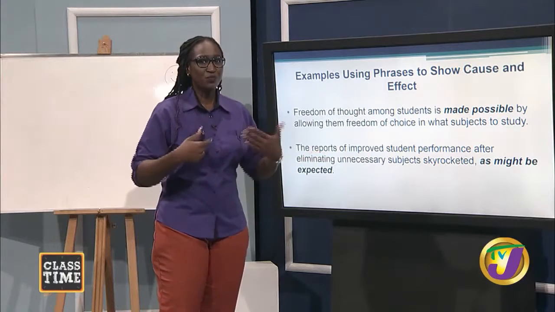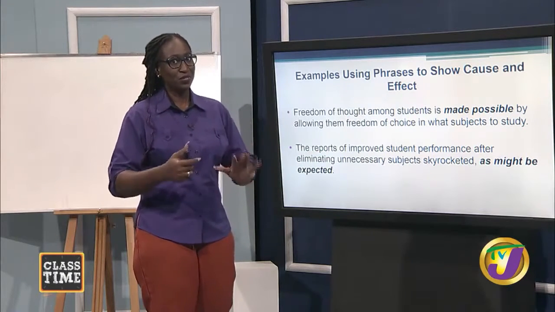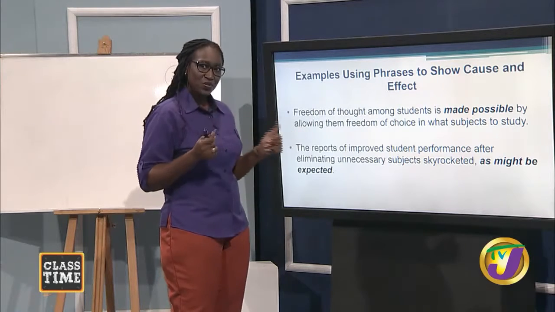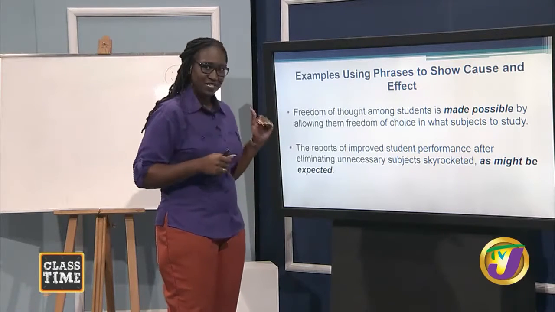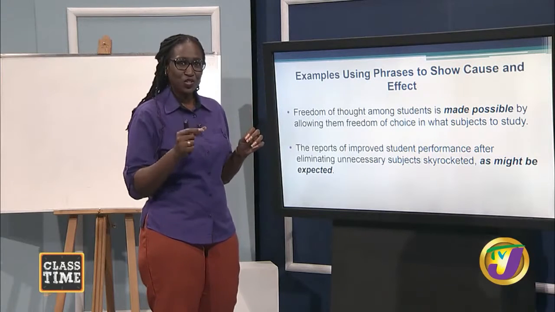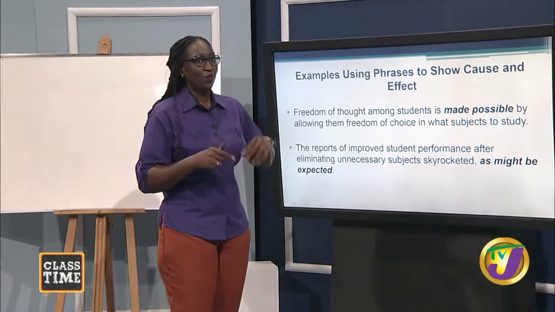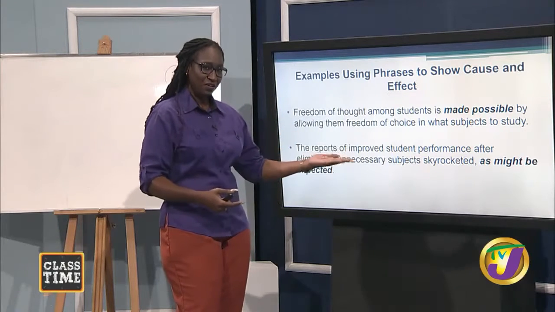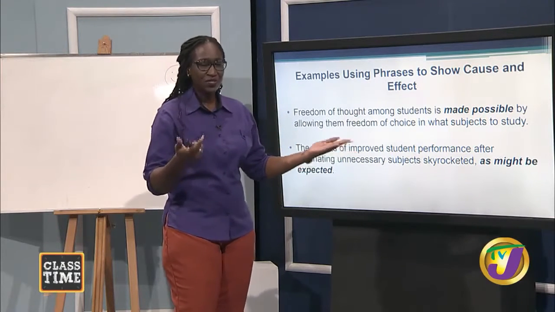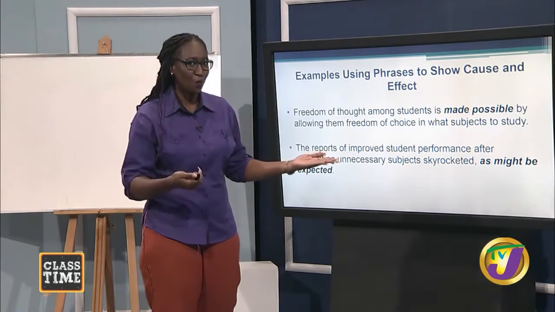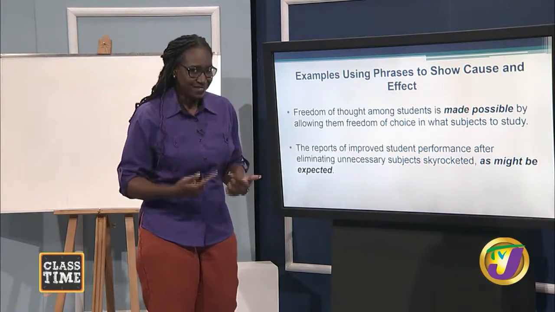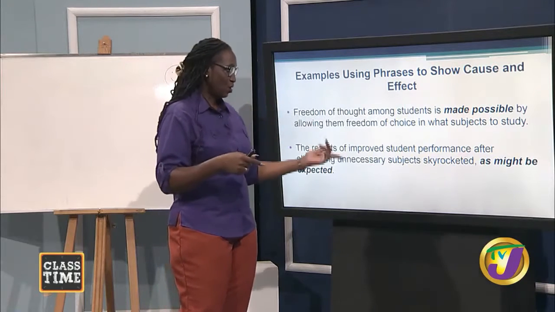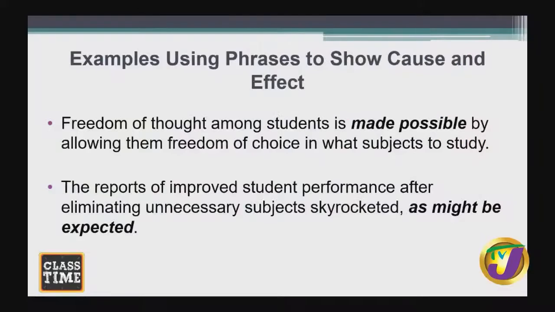So, performance improved, and it didn't just improve gradually, it improved greatly. And notice now what links those two ideas? As might be expected. So they're showing the actual link between the two. What this writer is saying is that naturally, if you do one thing, then this other thing is going to be the natural outcome. So you expected this outcome. And therefore, these two things are linked, cause and effect.